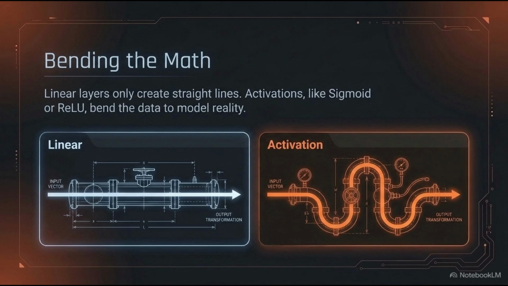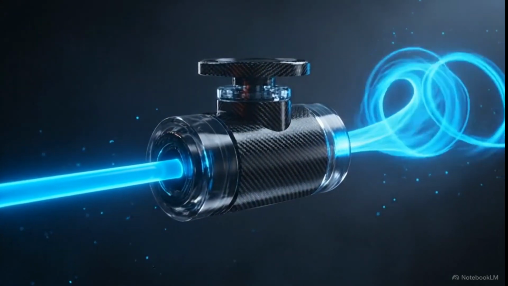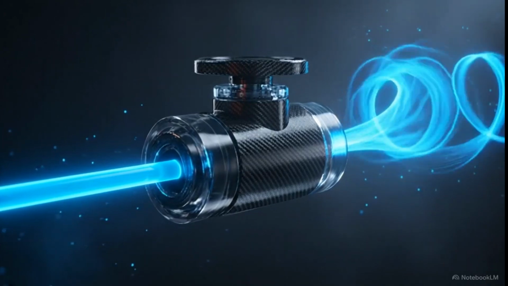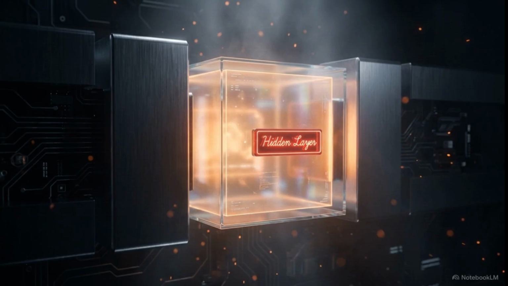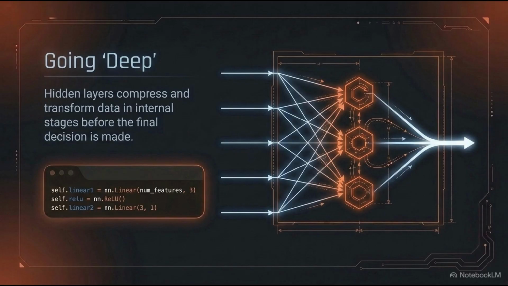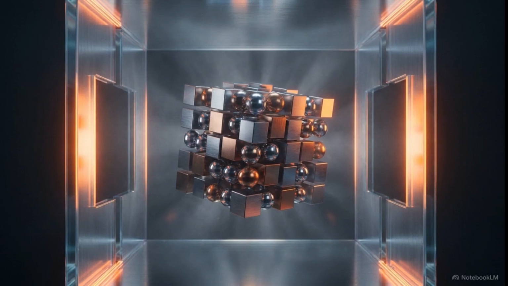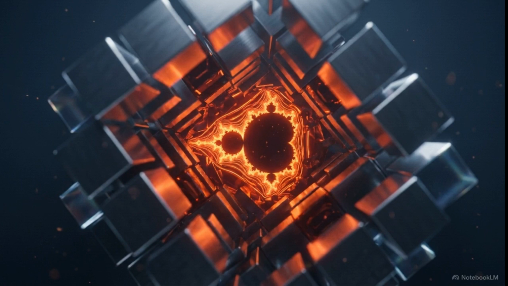Think of them as valves placed between layers. When data hits these valves, they introduce a nonlinear bend into the flow, allowing the network to reshape its internal logic. By placing these activations between layers, we create what are known as hidden layers. These are intermediate stages where the network builds its own internal, compressed representation of the data. This allows the model to extract complex structure before it makes a final prediction.